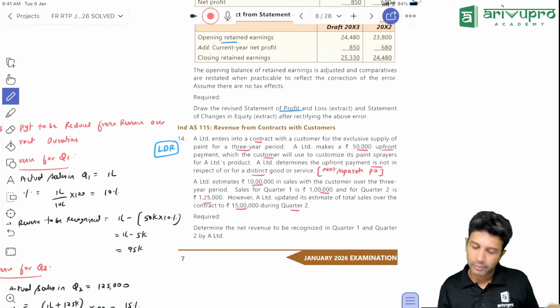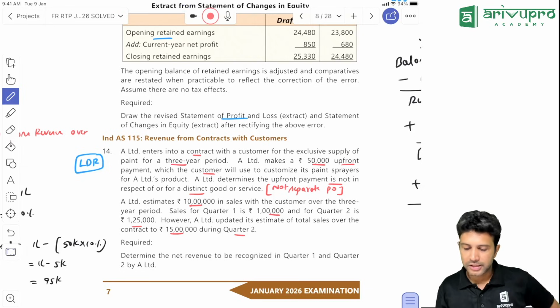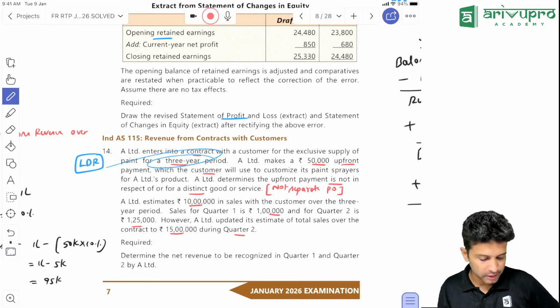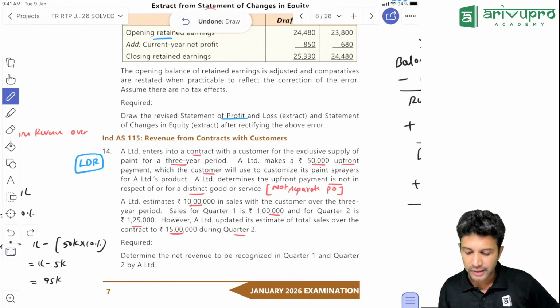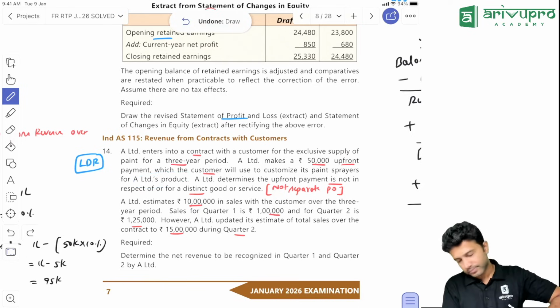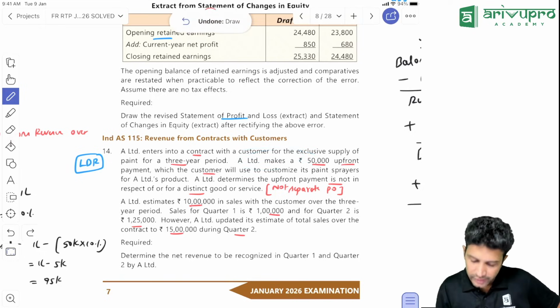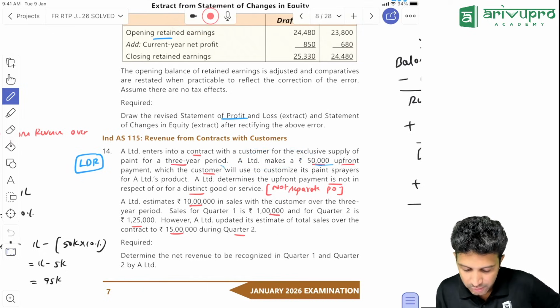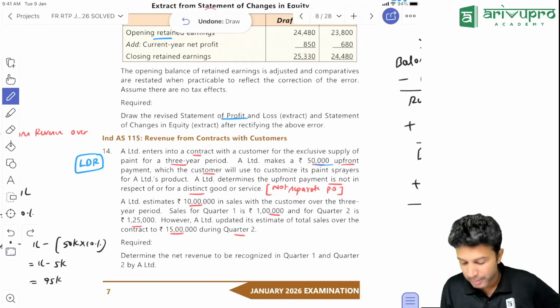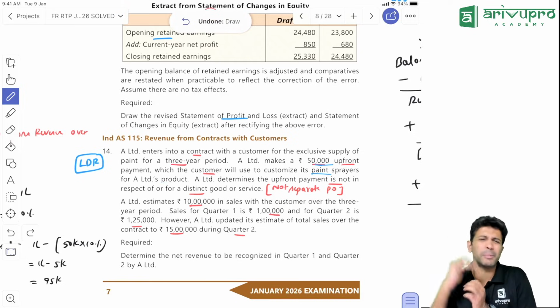Oh, so it's an Ind AS 115 question. I'll keep this as an LDR. A has entered into a contract with a customer for supplying paint for a 3-year period. A makes a 50,000 upfront payment, which the customer will use to customize its paint sprayers for A's product. So we have entered into a contract that we will supply paint, but A is making some upfront payment which the customer will use to customize its paint sprayers for A's product. Fine, it's a payment made to the customer.